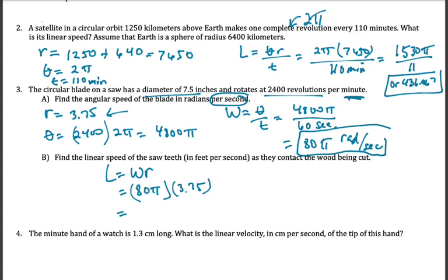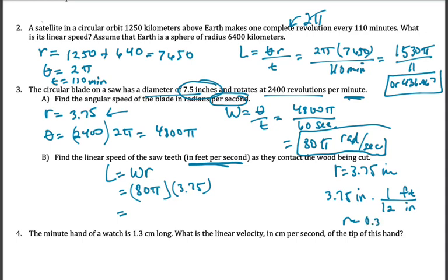Sorry about that. When we did our radius up here, our radius was measured in inches, and here they're asking me to do it in feet per second. So I have to do that conversion. I know that my radius is 3.75 inches, so I need to convert that. I need the inches to go away and be replaced with feet. There are 12 inches in 1 foot, and when you work that out, you end up getting a radius of 0.3125.